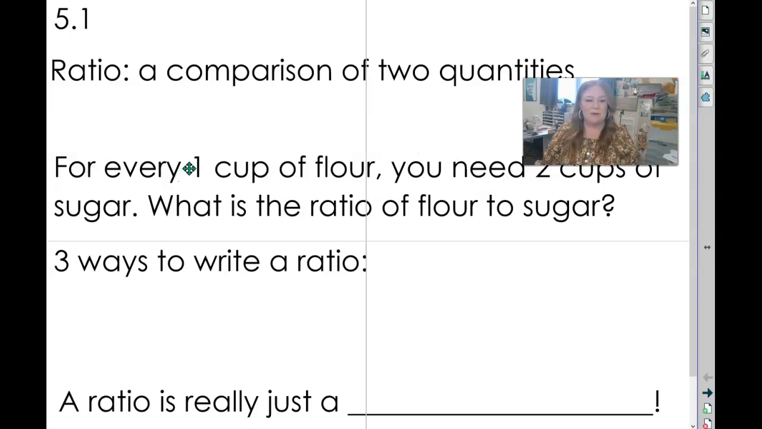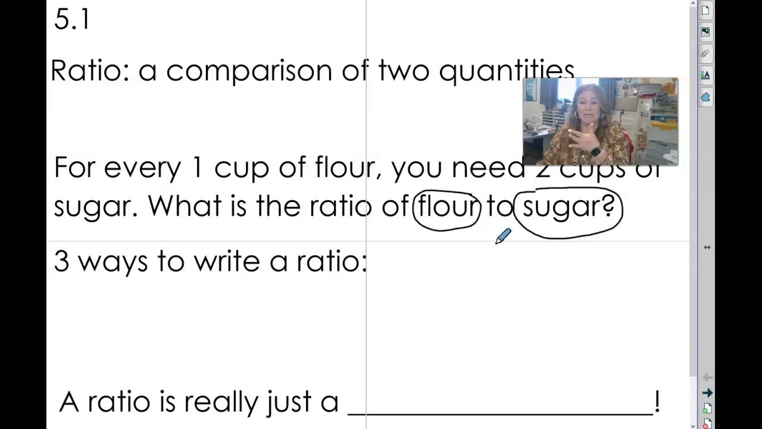An example says, for every 1 cup of flour, you need 2 cups of sugar. So we're comparing 1 cup of flour to 2 cups of sugar. What is the ratio of flour to sugar? It's important to notice that it asks for flour first and sugar second. We have to list them in the order it asked. If it asked for sugar to flour, we would list sugar first and then flour. This one says flour first, sugar second. So we have 1 cup of flour, 2 cups of sugar. Every time we write this problem, we should be putting the 1 first and the 2 second.